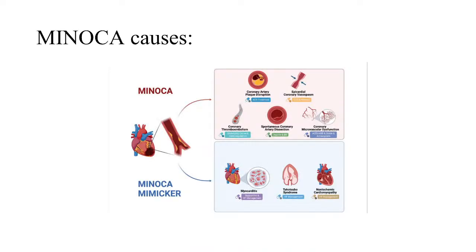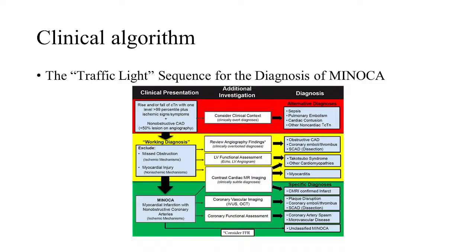So, coming to the causes of MINOCA. Functional flow reserve, coronary flow reserve: CFR is coronary flow reserve, FFR is functional flow reserve, if I am remembering correctly, ma'am. I am not that complete. I will go on to coronary flow reserve soon.